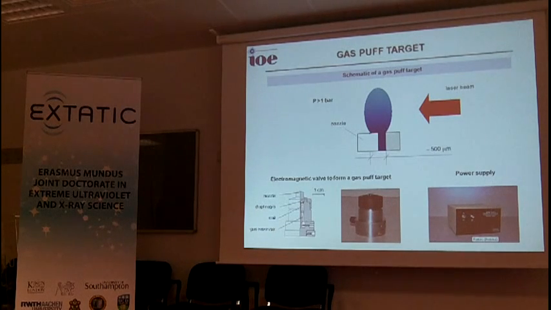It is created by injection of the gas under high pressure through a nozzle with a diameter of about 0.5 millimeter. It can be smaller, but in this case, because of viscosity, we are not able to produce high density. So this is a compromise. But anyway, we demonstrated that we can produce a critical density plasma using such an arrangement. In our laboratory, we have developed different types of electromagnetic valves to form a gas puff target. This is one example. The arrangement is really very simple.